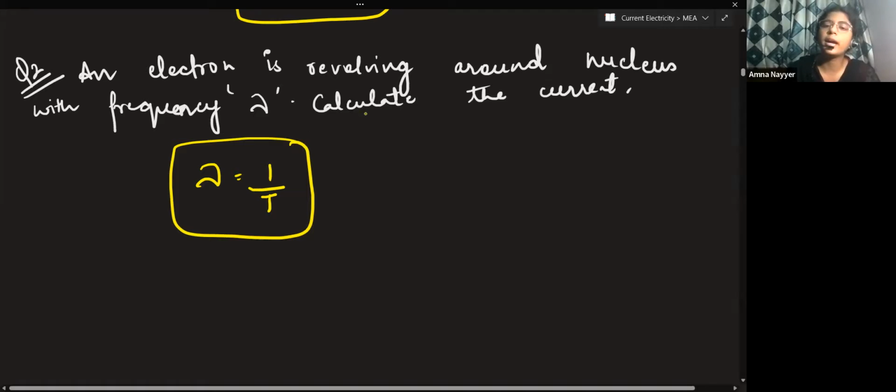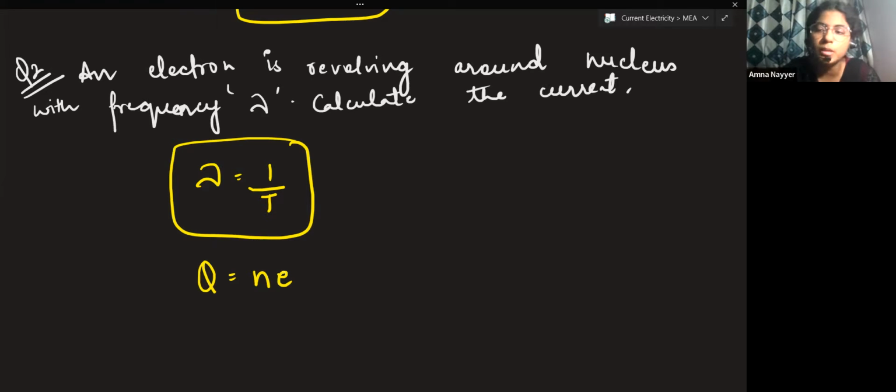Now, we have to find out the current. So remember this relation Q is equal to NE. When we did the first lesson, electric charges and fields, there we did properties of electric charge. So we had covered quantization of electric charge. There we did this Q is equal to NE.